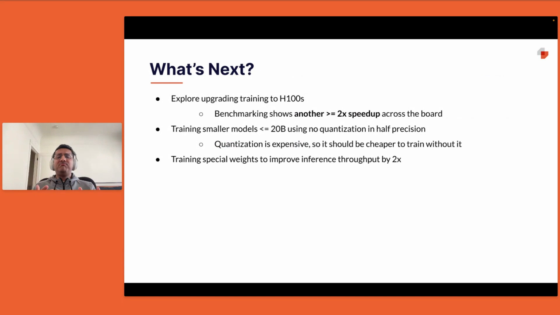And then, I think at some point there are diminishing returns on pushing training speeds further. But instead, what we can do is be smarter and think about how training can help influence inference speeds, and work on mechanisms to train special weights along with LoRA that improve inference throughput by 2x or beyond. And you'll hear more about that in the coming weeks.